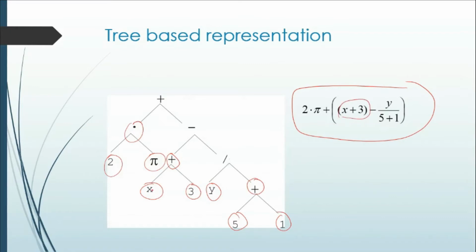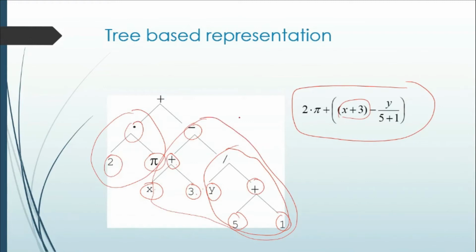And then this term x plus 3 minus y. So this is x plus 3, then minus this particular term. This was evaluated as y divided by 5 plus 1. So then these two terms are to be added. This is one term, that is 2 into pi, and this is the other term, x plus 3 minus y divided by 5 plus 1. So that is added together.